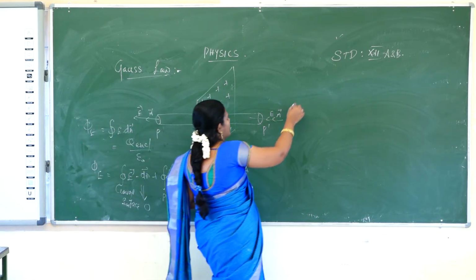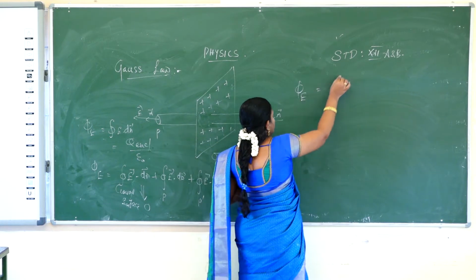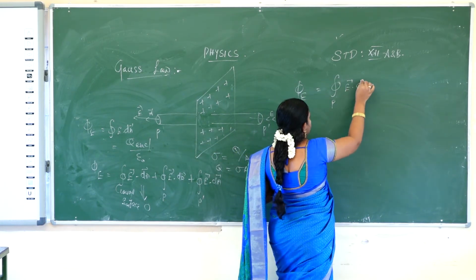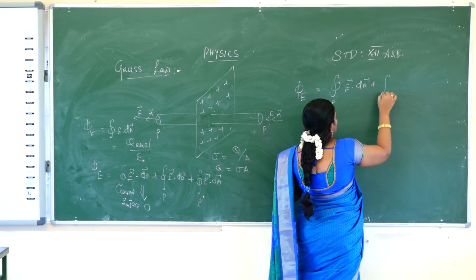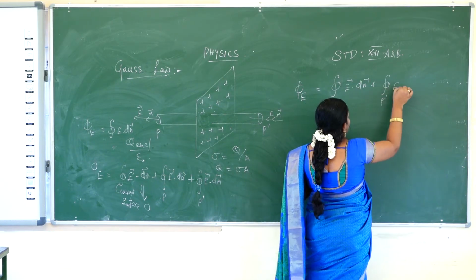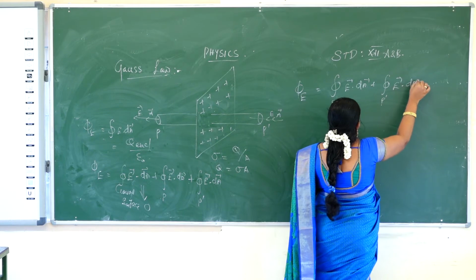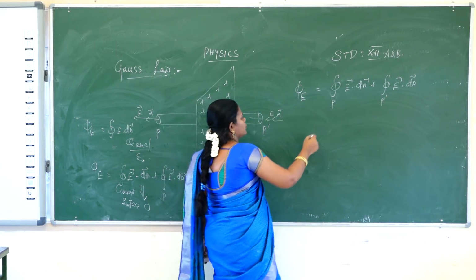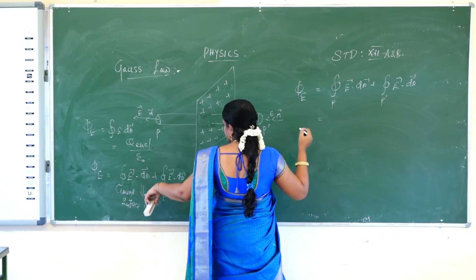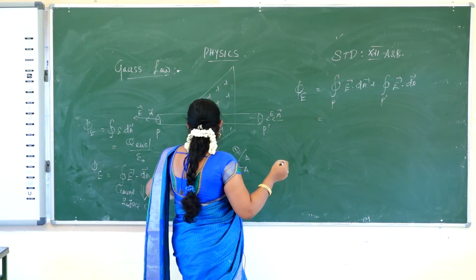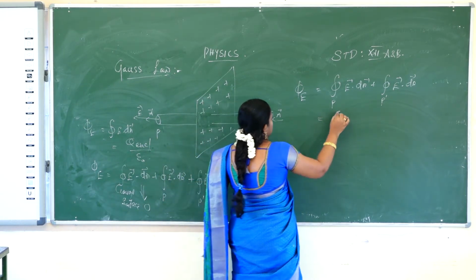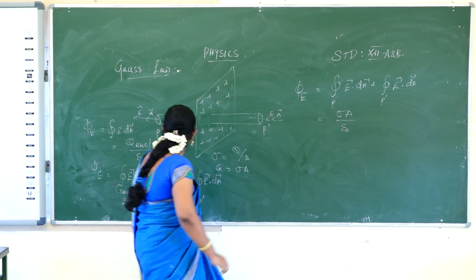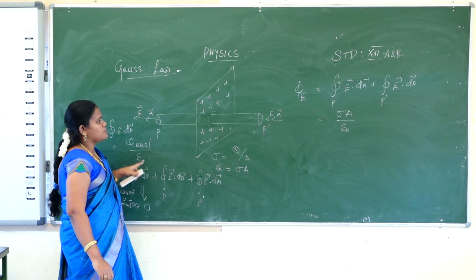So flux phi is equal to closed integral over P of E vector dot dA vector plus closed integral over P dash of E vector dot dA vector. This is equal to Q enclosed, that is sigma A, by epsilon naught. So the charges in the closed surface by epsilon naught.